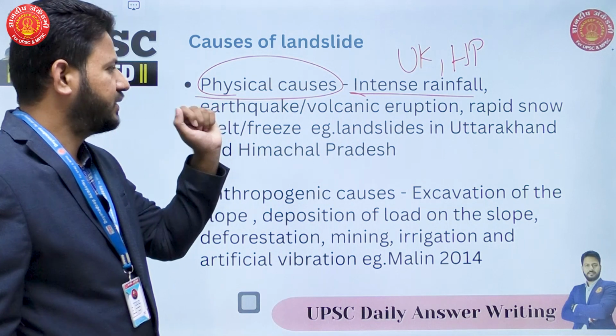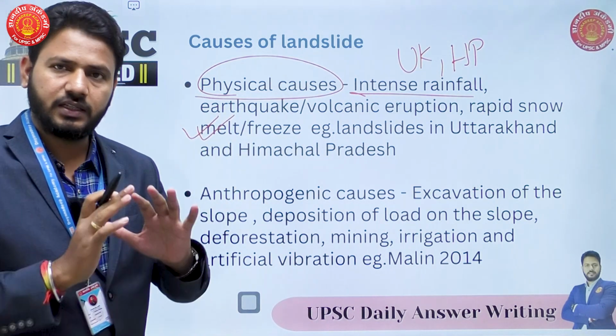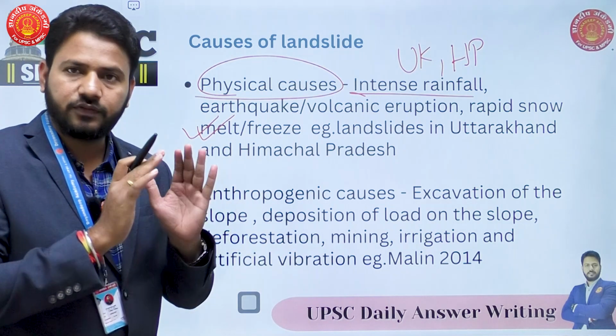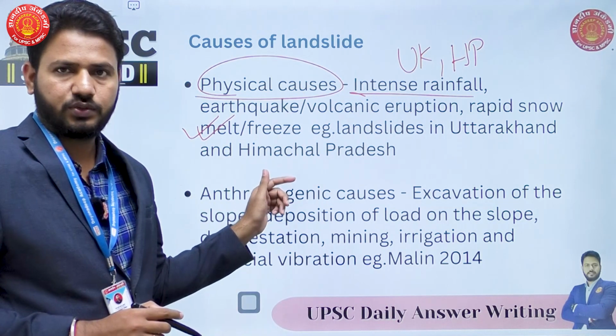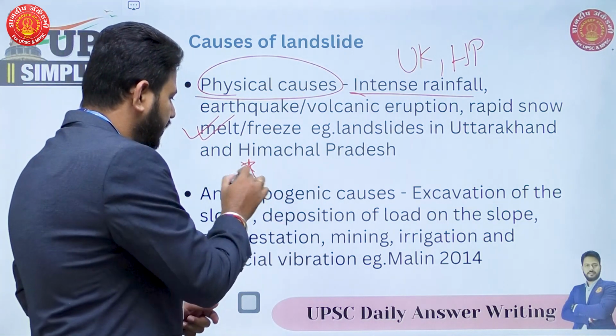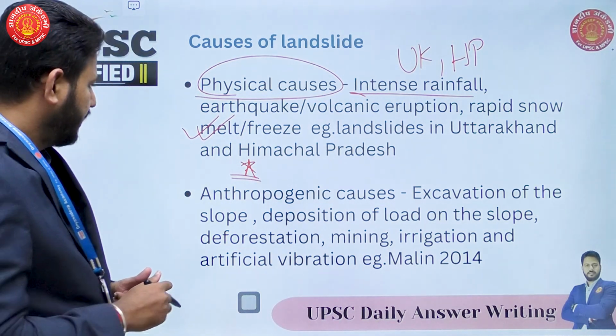Earthquakes, volcanic eruptions, rapid snow melt. An avalanche is a form of landslide. Here, instead of debris, rocks and mud, there is a flow of snow. Now, an example is the landslides in Uttarakhand and Himachal Pradesh. So, writing this example is very important. You should know all the important case studies that have happened recently in India.